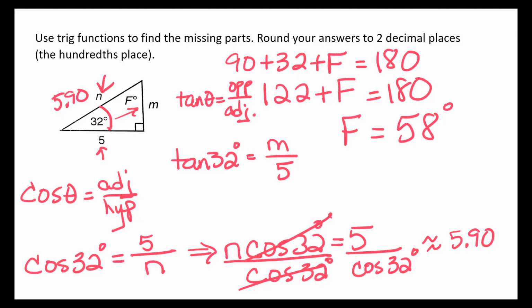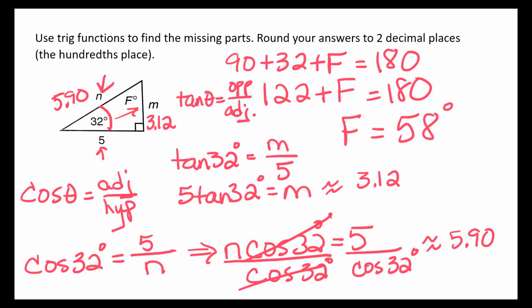This time, the 5 is in the denominator, so we just need to multiply both sides by 5. And if we do that, we will have 5 tangent 32 equals m. And now we just need to punch this into our calculator. We would hit 5 times 32 tangent equals, and we would get that m is about 3.12. So we have our m and we have our n.